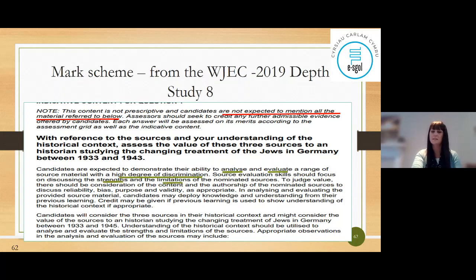You need to look at the strengths and limitations of this. You need to judge their value, their content, the authorship, the bias, purpose and validity. You deploy knowledge, but remember the bit at the bottom, your answers may include.